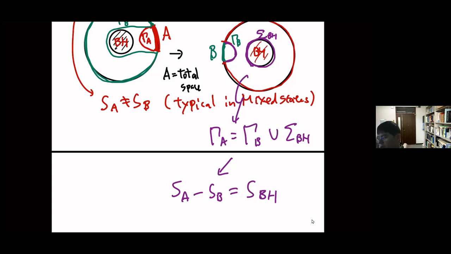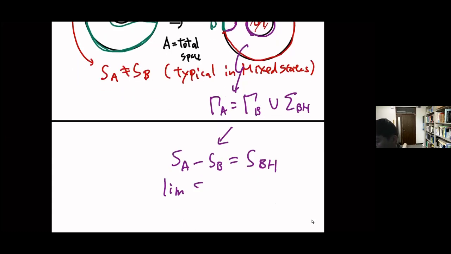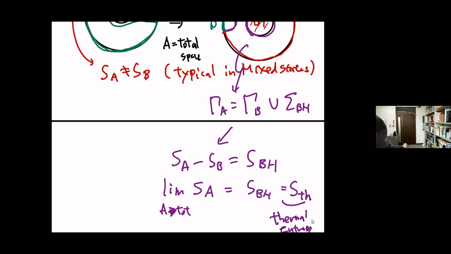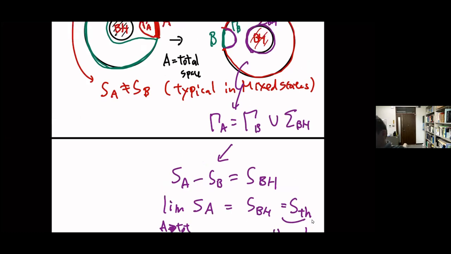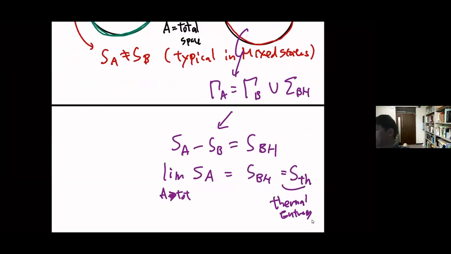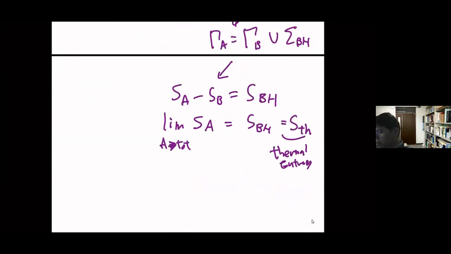Black hole entropy. Or maybe we can also say this, there is some general rule which we know. S_A, and A goes to the total system, in that limit, this looks like black hole entropy, right? So this gives some relation between entanglement entropy and the black hole, or thermodynamical entropy. This is the same as thermodynamical, thermal entropy. And S_A equals S_B is still violated here. Okay, and so these are the mixed state story, right?